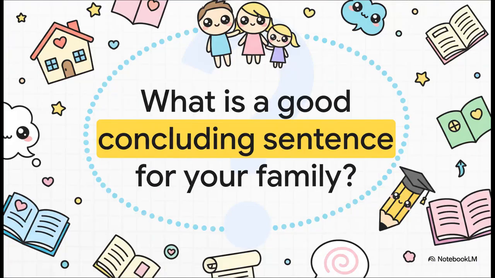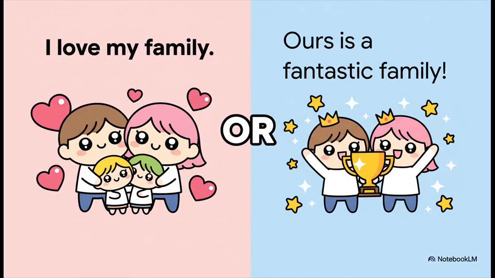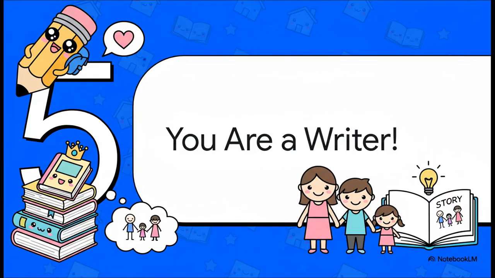Okay, next question. Let's think about the end of the paragraph now. Can you think of a good concluding sentence for a paragraph about your family? Yes. Something like, I love my family is a perfect example. It's simple, and it's full of feeling. Or how about, ours is a fantastic family? That's another great one, and it even uses one of those possessive pronouns we talked about. Both are great choices.